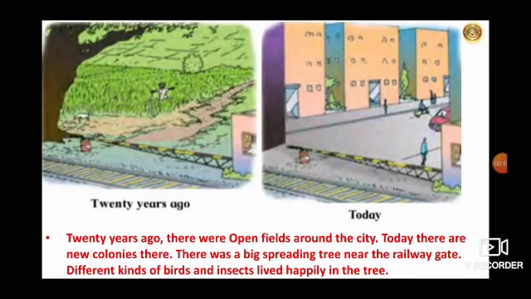Children, here two pictures are given. The one picture is of 20 years ago and the other one is of the same place, but how it looks today, that is at present. Now children, 20 years ago there were open fields around the city. Today there are new colonies there. There was a big spreading tree near the railway gate. Different kinds of birds and insects lived happily in the tree.